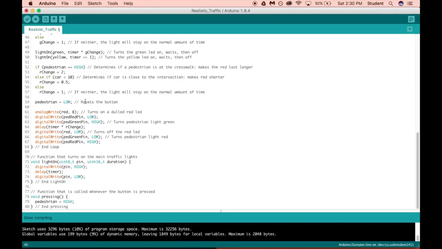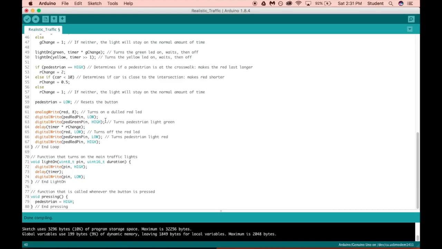Then the button is reset, so this is why we don't need it to debounce, because whenever you press it, it will just stay high, and it will stay high until the pedestrian is reset to low again using this. And then we have the red light actually turning on. We didn't use the light on function because it was an analog light, since the red light is super bright. So we have it at 8, which sounds very low, but it actually works pretty well.